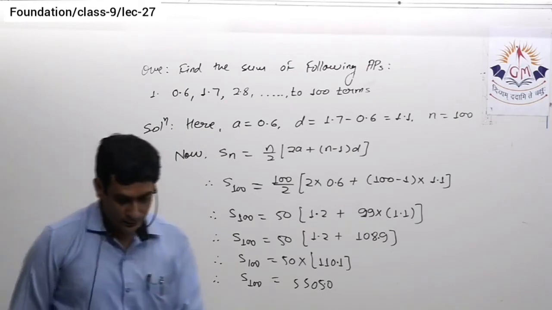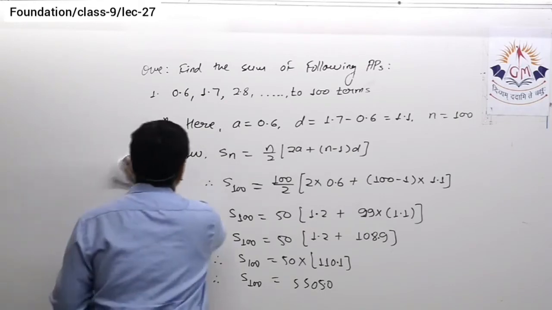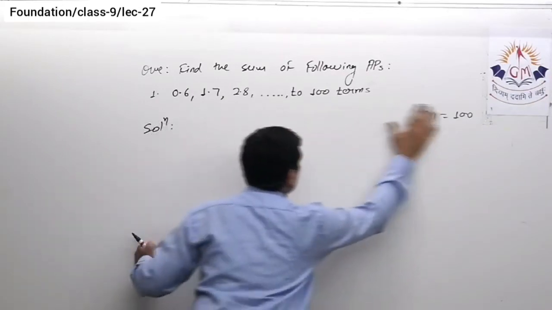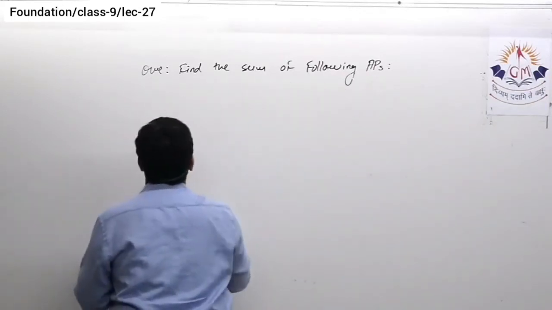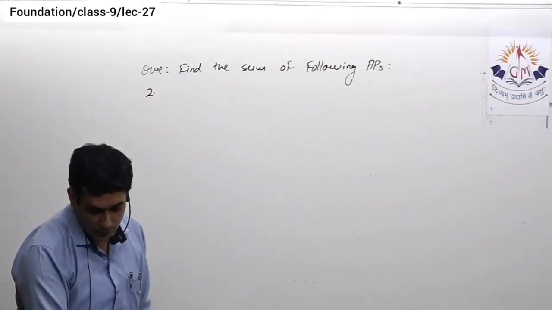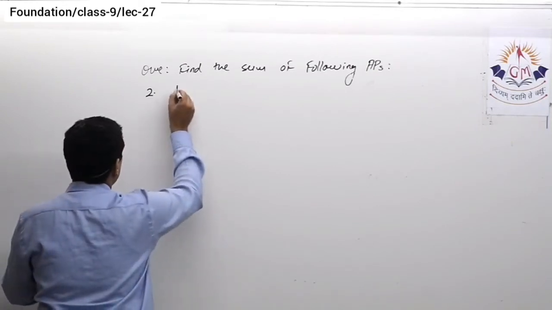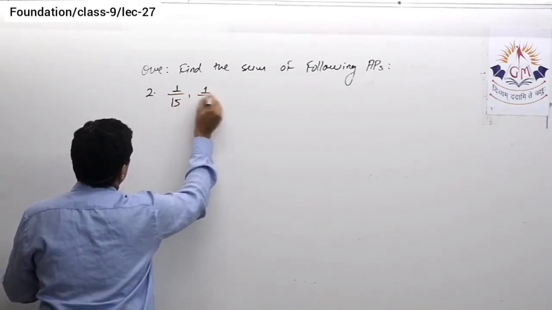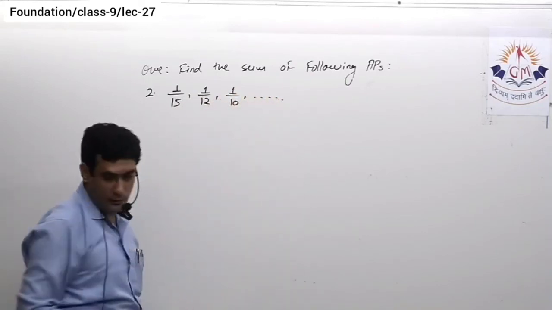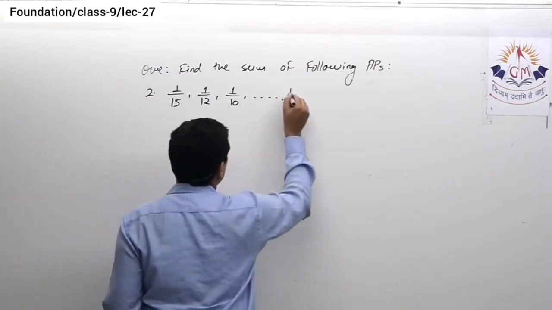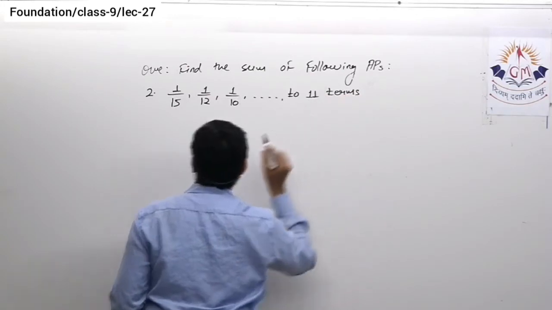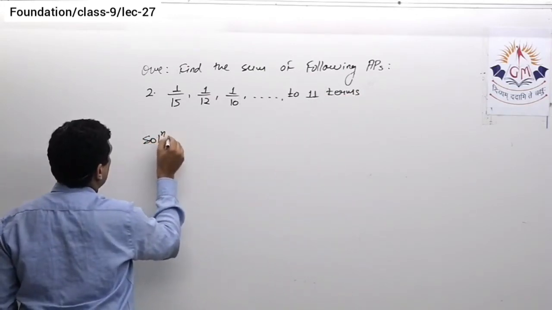Okay, now let us see the next question. In the same, find the sum of the following APs. In this next one it is 1 upon 15, 1 upon 12, 1 upon 10, up to 11 terms. So let us see its solution.